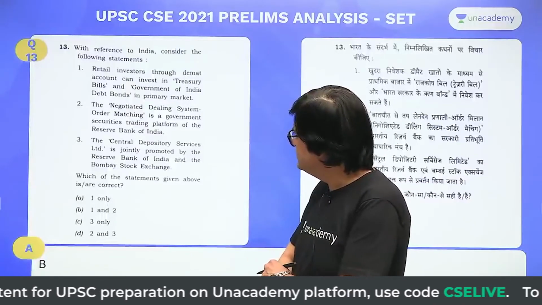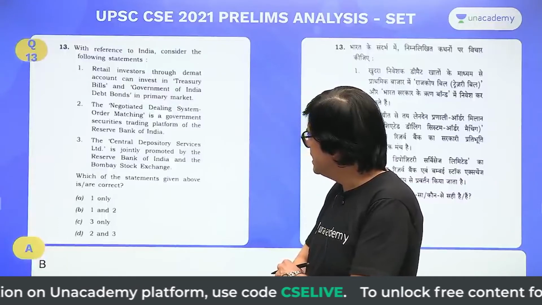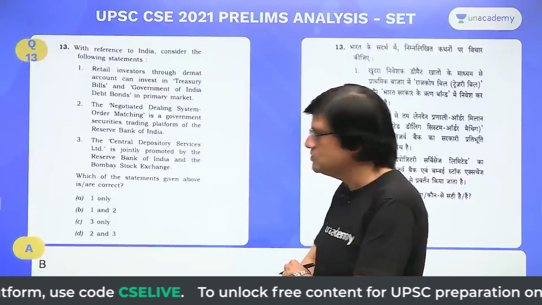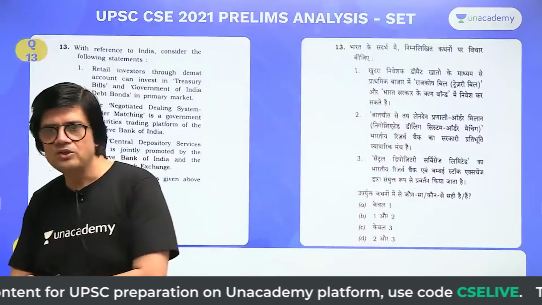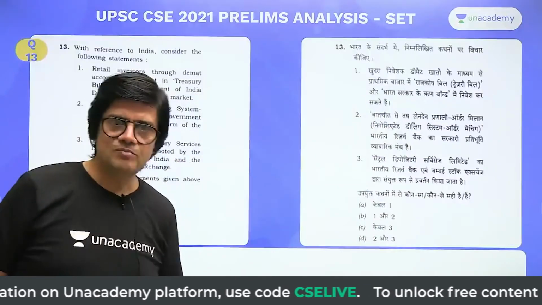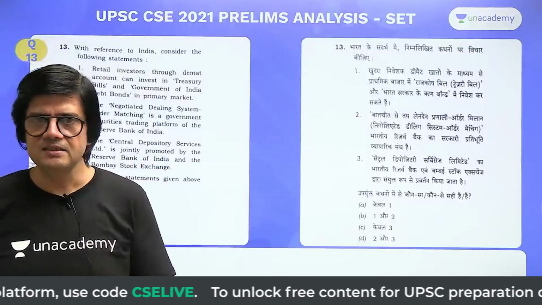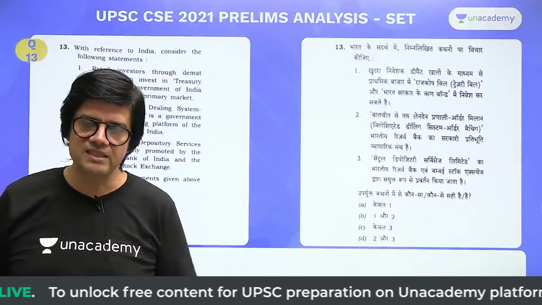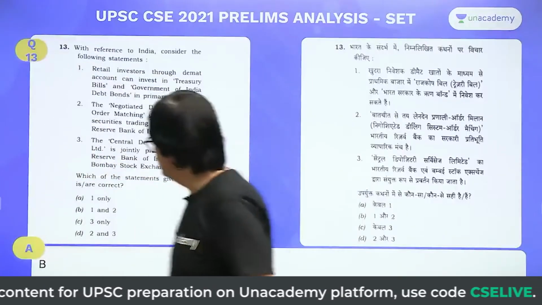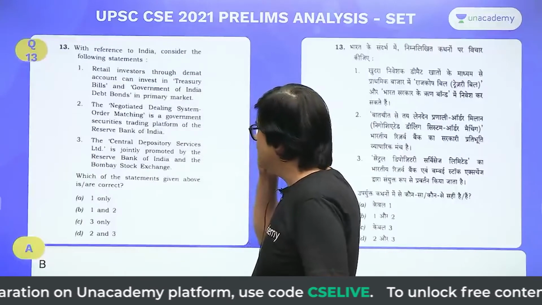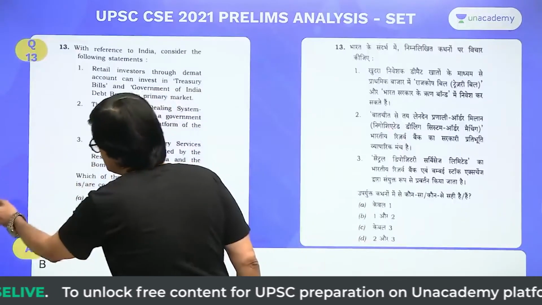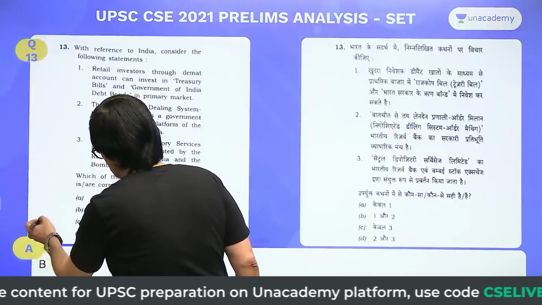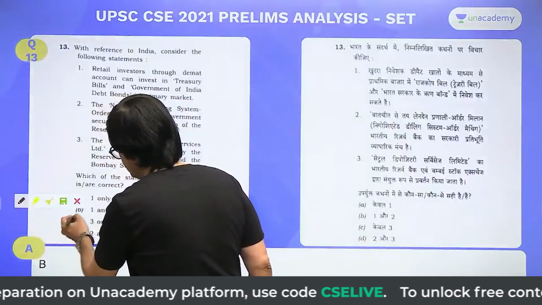Central Depository Services Limited is jointly promoted by the RBI and the Bombay Stock Exchange. As we know, the Central Depository Services Limited is actually jointly promoted by the Bombay Stock Exchange and banks like SBI and the other banks. So here RBI is not involved. So 1 and 2, that means we will have B as the correct option here.